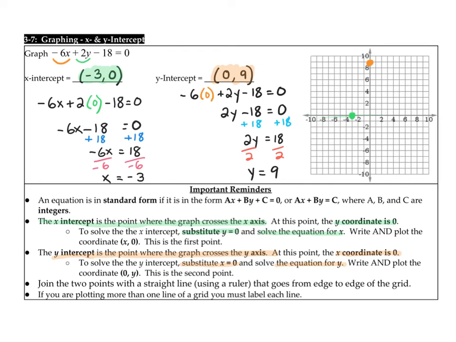And then now what you do is you join those two points to make a line. Make sure you use a ruler and make sure your line goes all the way from end to end. You can put arrows on the ends, but if you bring your line all the way to the edges of the grid, it does give an indication that the line keeps going. So this gives you a way to graph a line when the equation is given to you in standard form without having to rearrange.